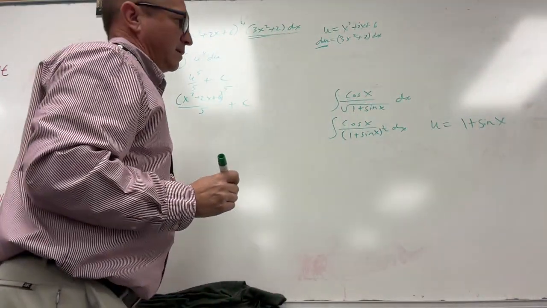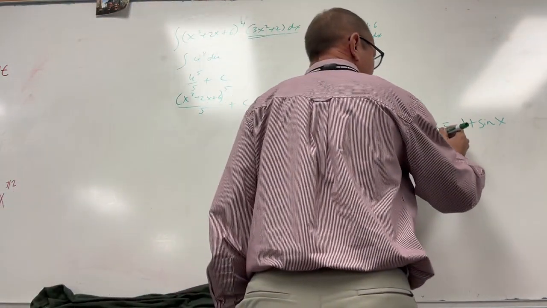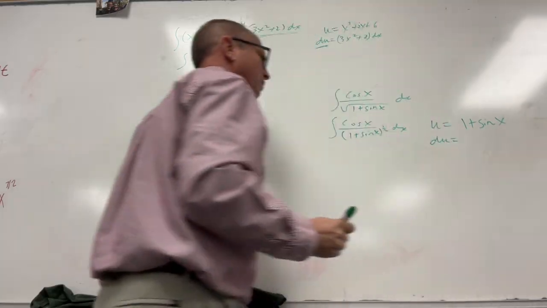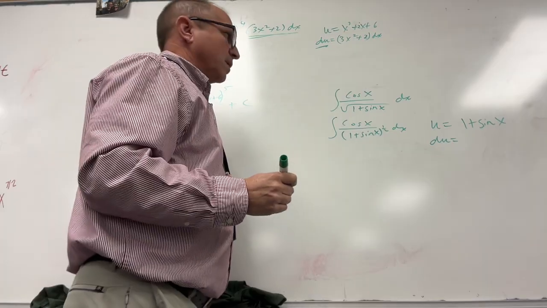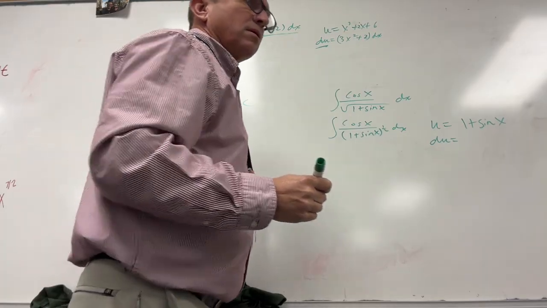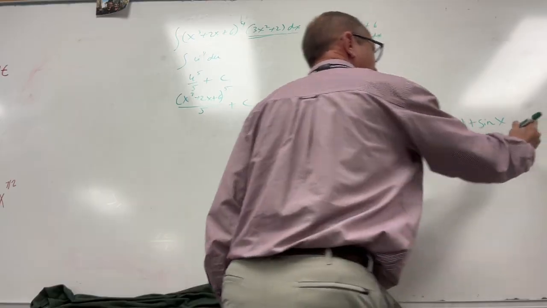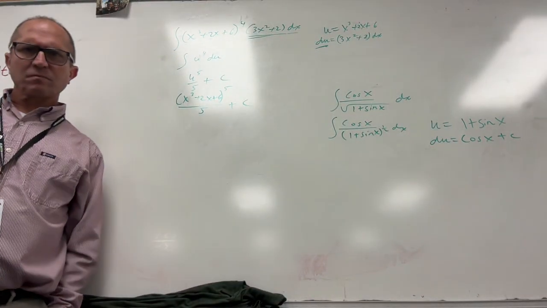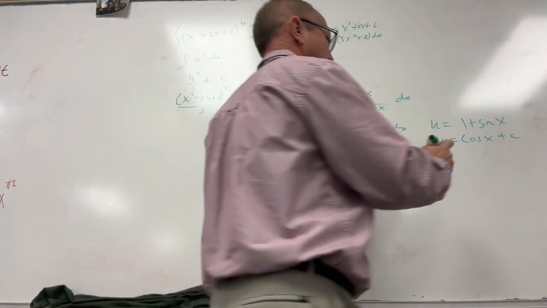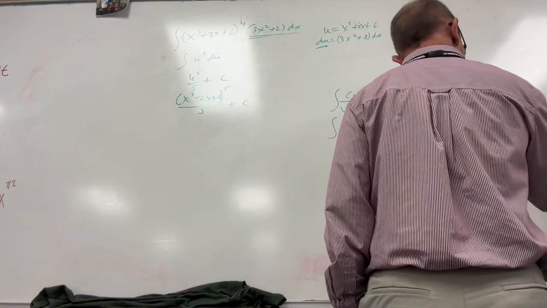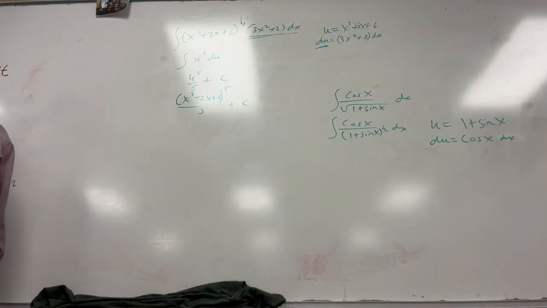Okay. So based off of that, what would du equal? Not cosine squared. Just cosine of x, right? So it's going to be cosine of x plus a constant. Are we still good? No. We're not good because that's horrible. I'm getting to the answer too quick. Cosine x dx.